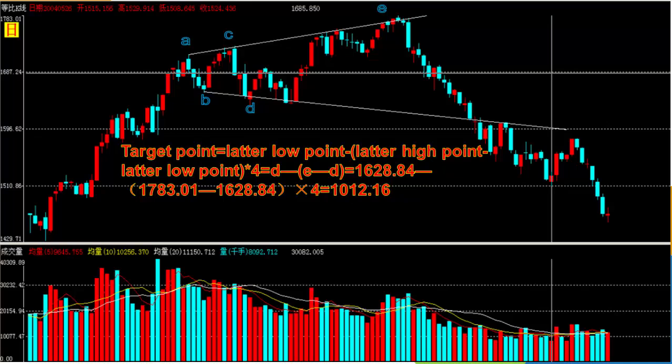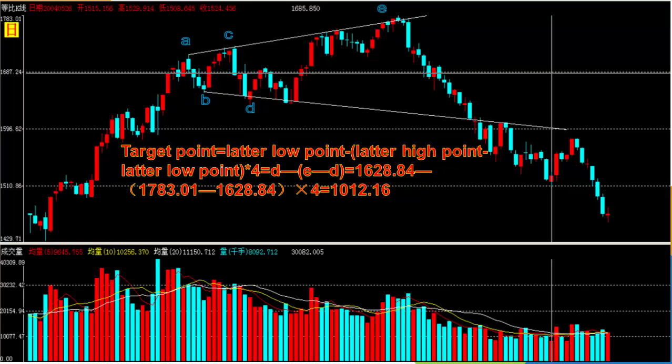But how to calculate the target price? Okay, so the target point is the latter low point minus the decrease: the later high point minus the later low point, times 4, which means T. You can remember this formula. If you see a pattern like this, you should calculate the target point, the target price. Then you can remember this is the formula.